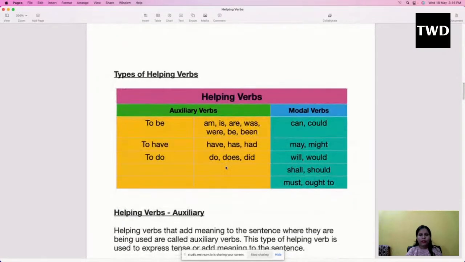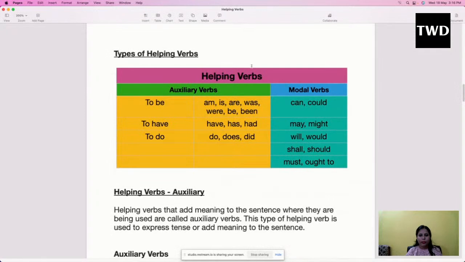So first thing first, what are helping verbs? Helping verbs are those verbs which help us to frame a correct sentence, as well as help us to show the time when the action happened, whether it is happening in the present, whether it happened in the past, or whether it is going to happen in the future. So with your helping verb only, people understand which time frame you are talking about.